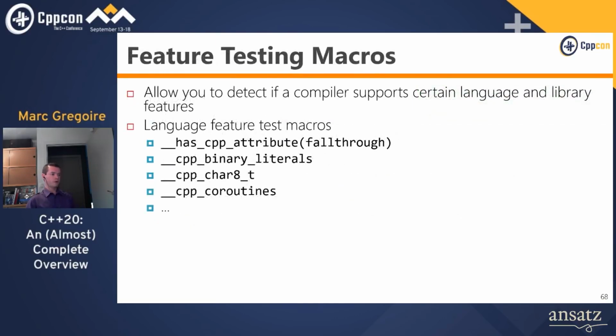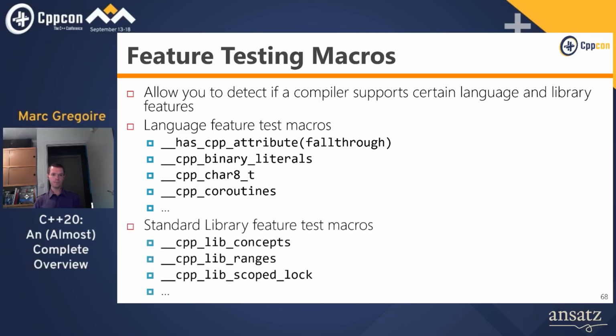Next thing that I want to talk about is feature testing macros. These allow you to check if your compiler supports certain language features or standard library features. So here are some examples of language features. You can check if your compiler supports the fallthrough attribute, whether it supports binary literals, coroutines, and so on.